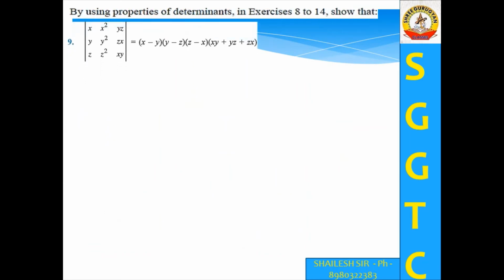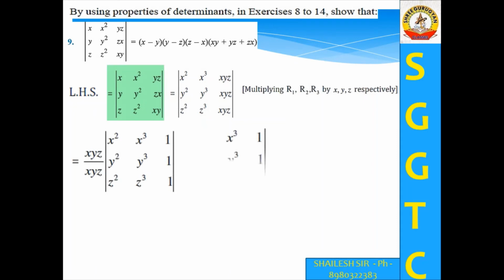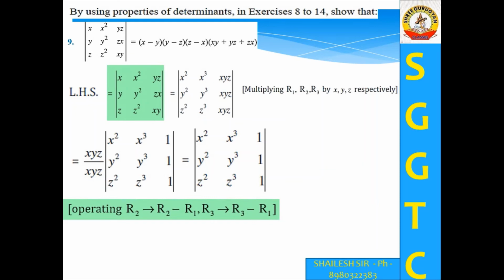Question number 9. This is also the same sum, and think about zeros. How can 0 come? Either by taking common. So it is very easy. Here the power is not the same, so I just multiply R1, R2, R3 by X, Y, Z respectively. It means the first row is multiplied by X, the second row by Y, and the third row by Z. Students, whenever the power is not the same, you apply this property, multiplying row wise.